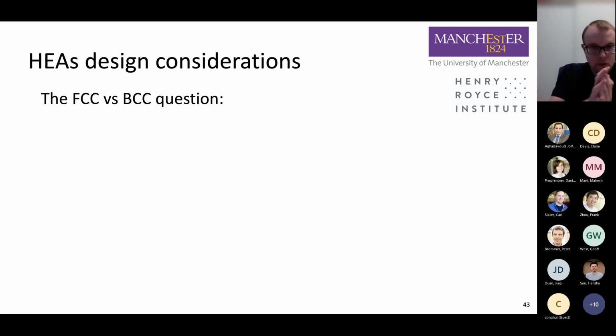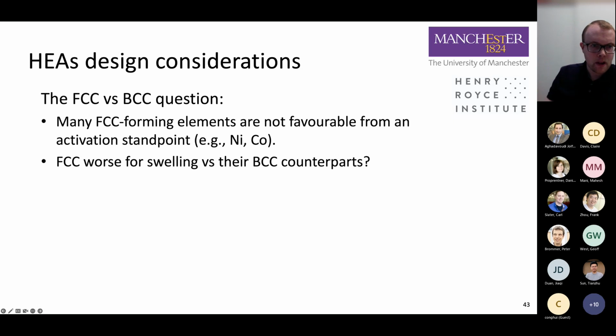Just to focus in on one other specific consideration, there's a question about whether we should use face-centered cubic or body-centered cubic alloys. In some ways, this is answered for us because many face-centered cubic forming elements are not favourable from an activation standpoint. If you irradiate nickel, cobalt, and copper, for instance, they can become very, very active, and this is not a good thing.